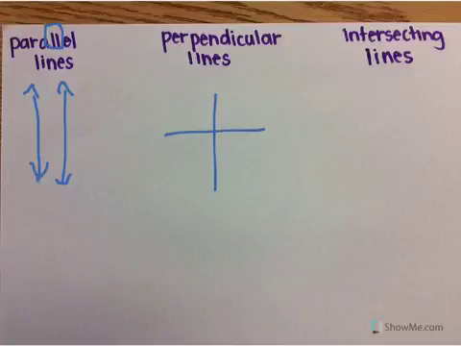Lines that cross. Perpendicular lines, are they intersecting lines? Yeah. Are all intersecting lines perpendicular, though? No. Well, can you draw me two intersecting lines that are not perpendicular? Now, why are those not perpendicular? Because they don't have a 90-degree angle. But they cross, making them intersecting lines.